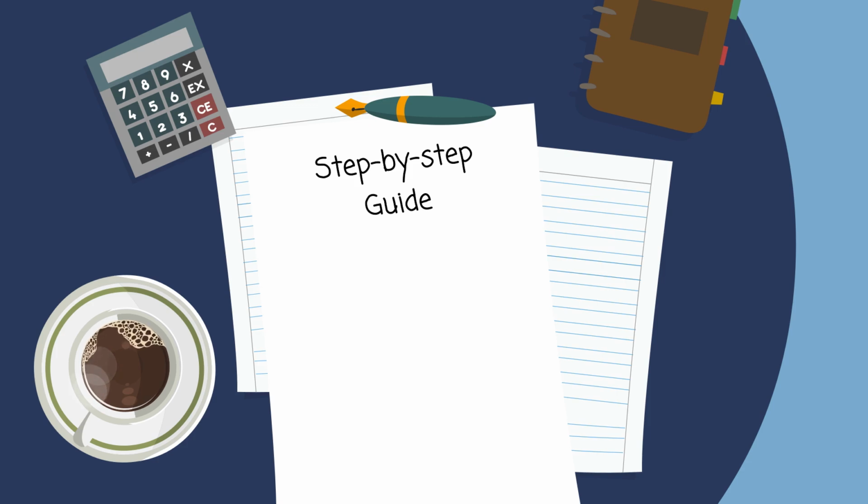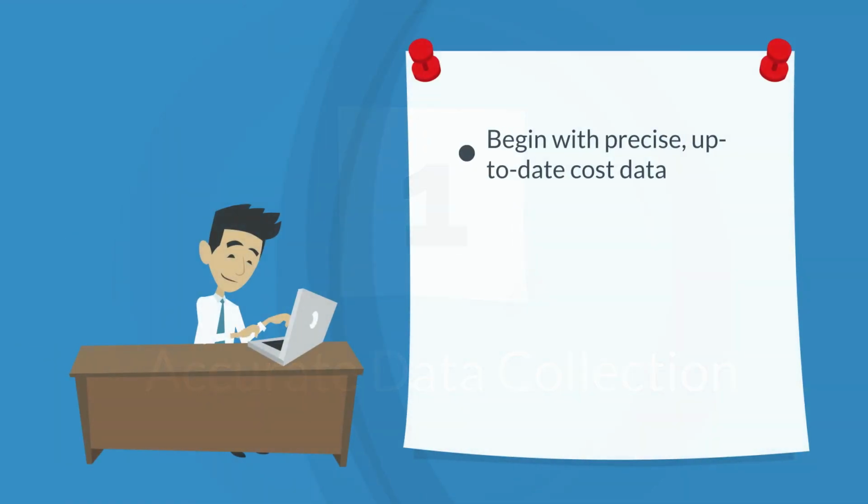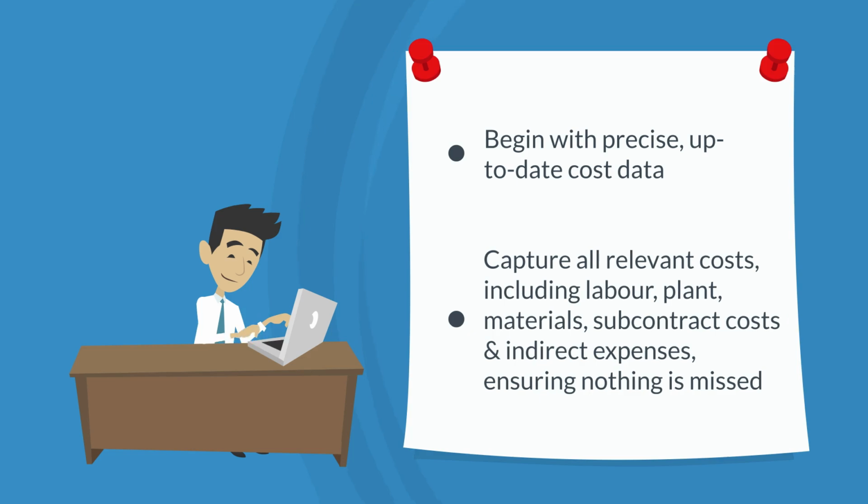Here's a step-by-step guide to acing your CVR. Step 1. Accurate data collection. Begin with precise, up-to-date cost data. Capture all relevant costs, including labor, plant, material, subcontract costs, and indirect expenses, ensuring nothing is missed.